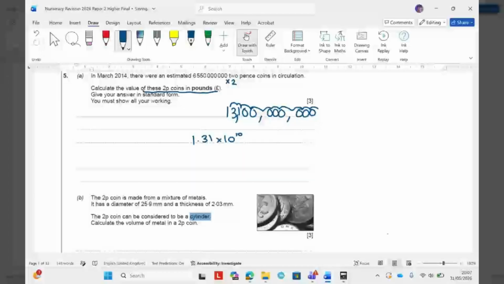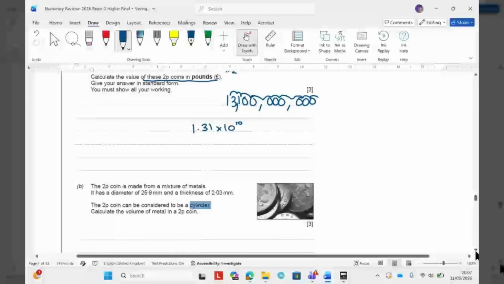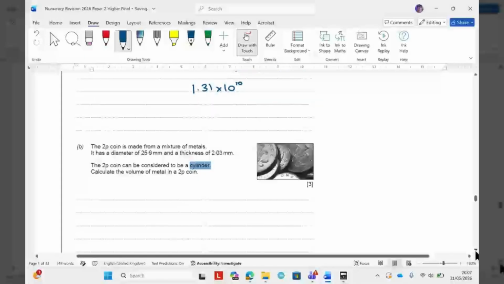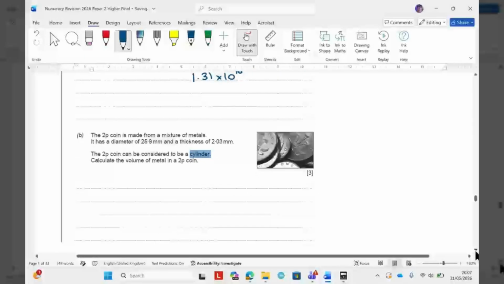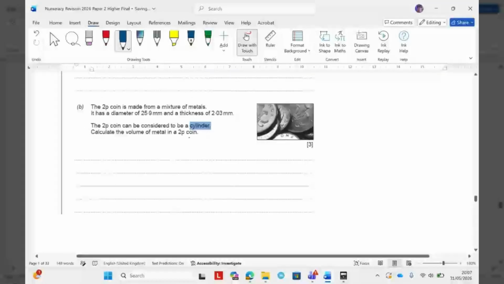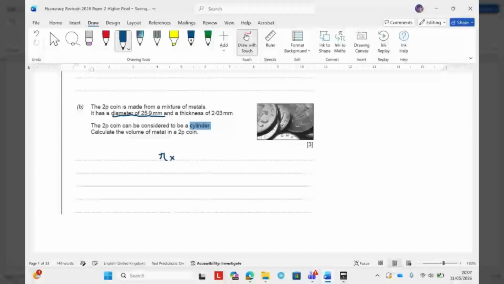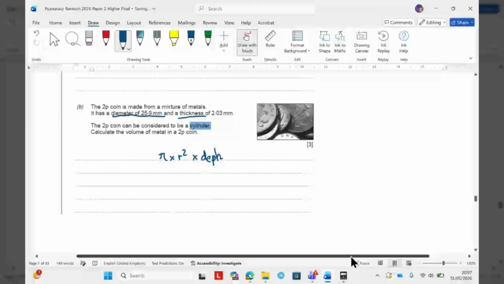But the reason this is made into this section with standard form is we're talking about a cylinder again, chaps. So that's the diameter, but I'd need to be doing pi times the radius squared, so half of that, times the depth. Again, they've used a different word for the depth. They've used thickness again as depth. Fab.